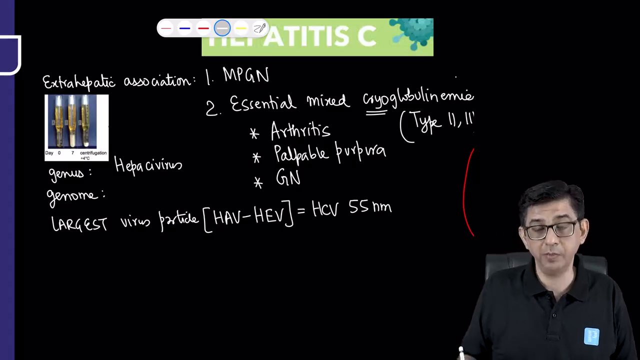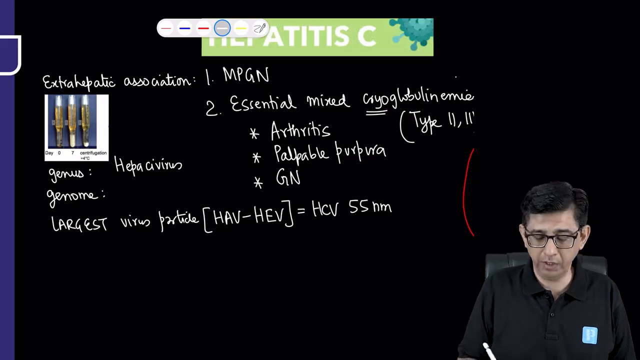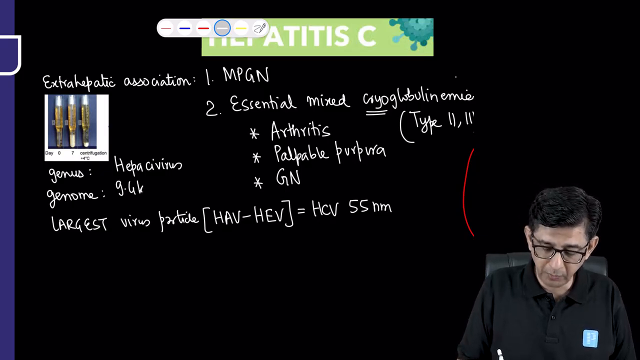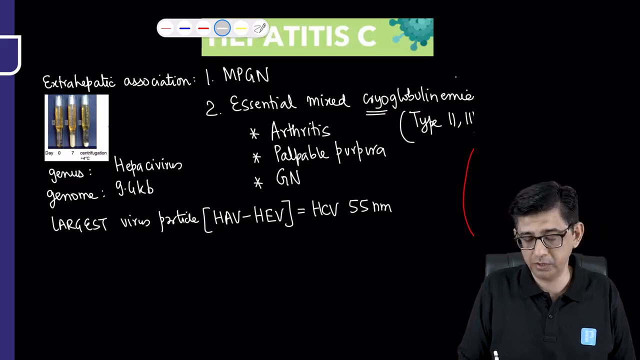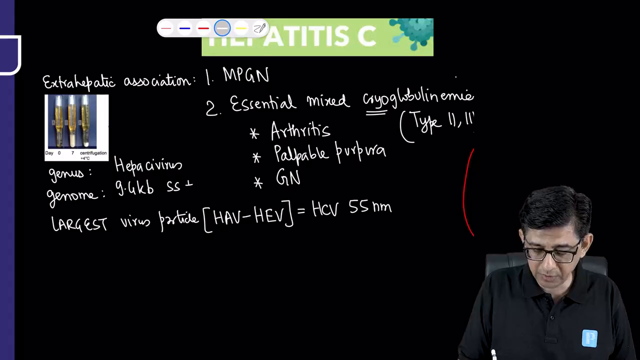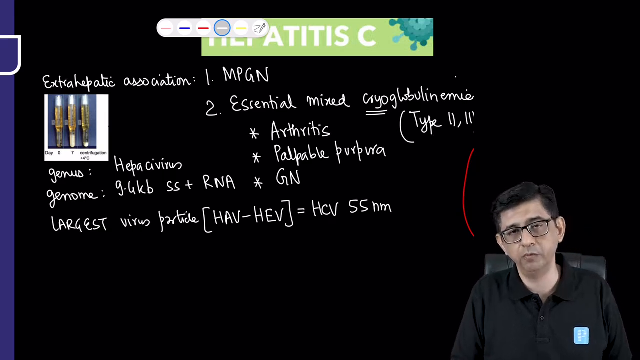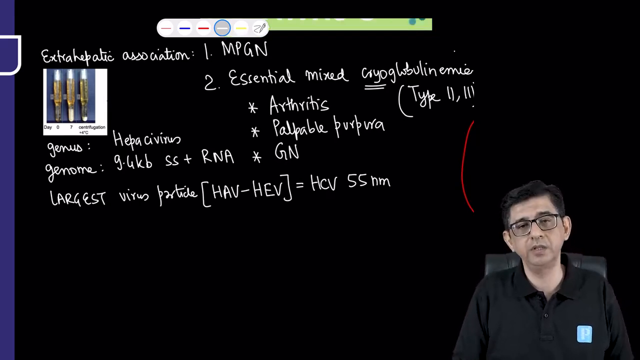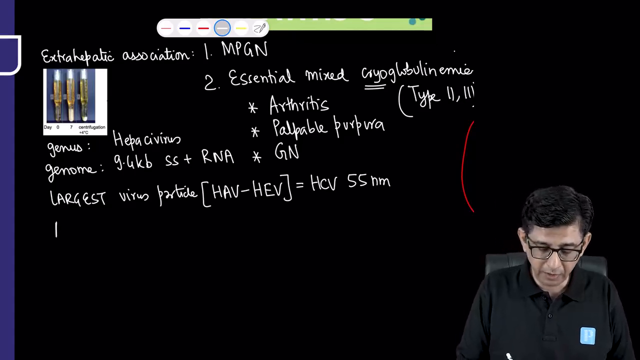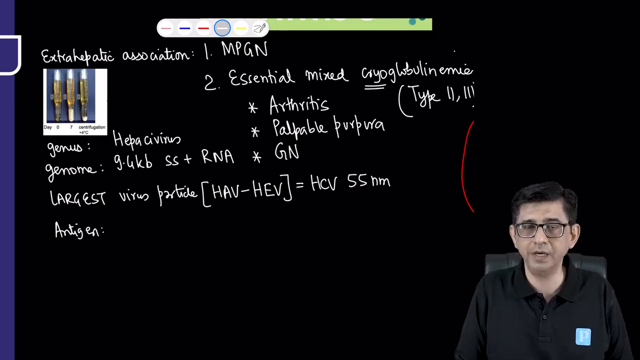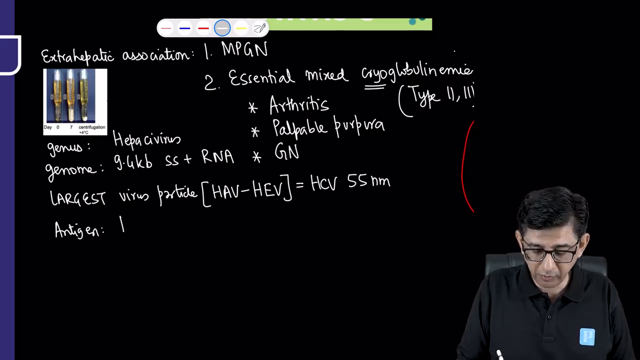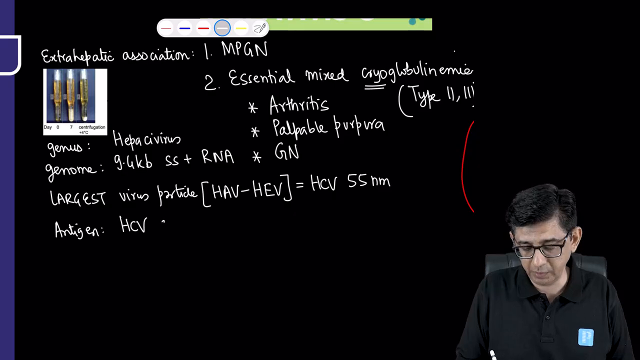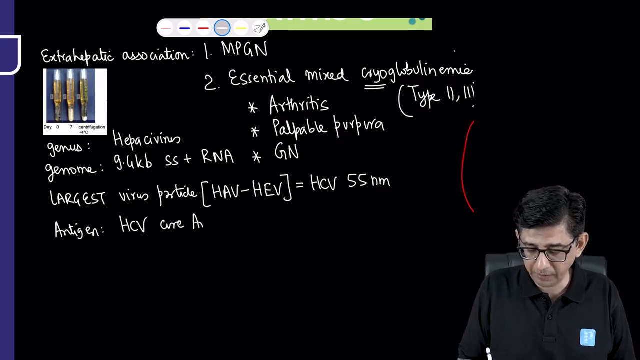Now, this largest hepatotrophic virus boasts one of the largest genomes. You don't need to remember the number, but it is 9.4 kilobases of single-stranded, plus-sense linear RNA, and the virus is an enveloped virus. These are a couple of microbiological details that need to be remembered. Like in hepatitis B, where we have surface antigen, core antigen, X antigen, and E antigen, here, thankfully, you have to remember a single antigen, the hepatitis C virus core antigen, against which antibodies are produced.